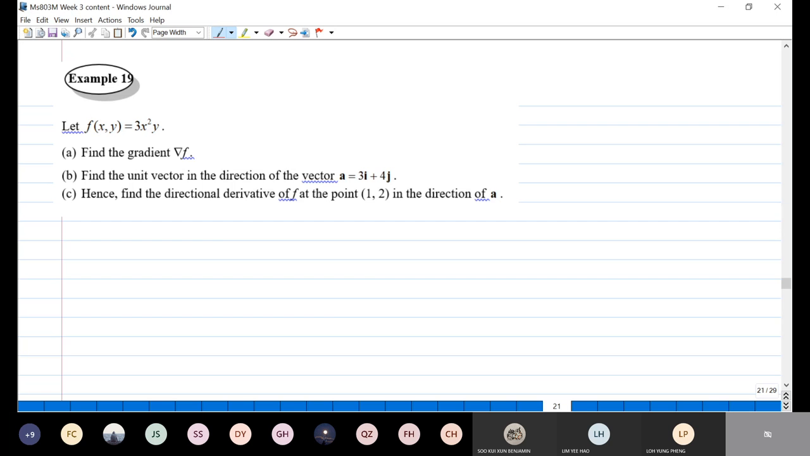Let's find out example 19. The function is 3x squared y. Find the gradient of f now. Remember the gradient of f is a vector: partial differentiation with respect to x in the i direction, and partial differentiation with respect to y in the j direction. Differentiating with respect to x, you get 6xy, keeping y constant, in the i direction. And differentiating with respect to y, you get 3x squared, in the j direction.